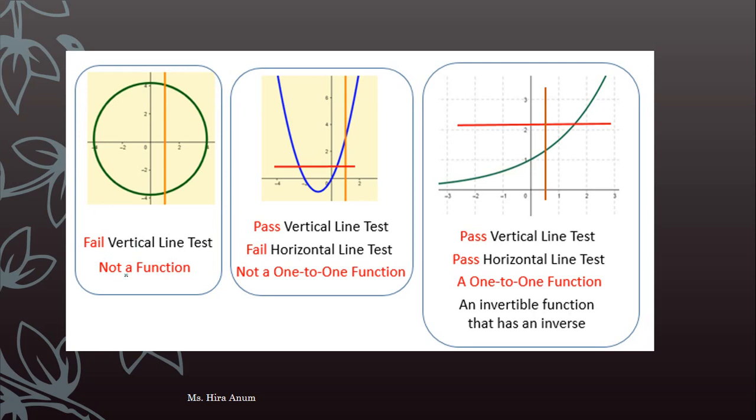Circle failed the vertical line test, so it is not a function. Parabola passed the vertical line test, so this is a function, but it fails the horizontal line test, so this is not a 1-1 function. This graph passed the vertical line test and passed the horizontal line test, so this is a 1-1 function and also a function.